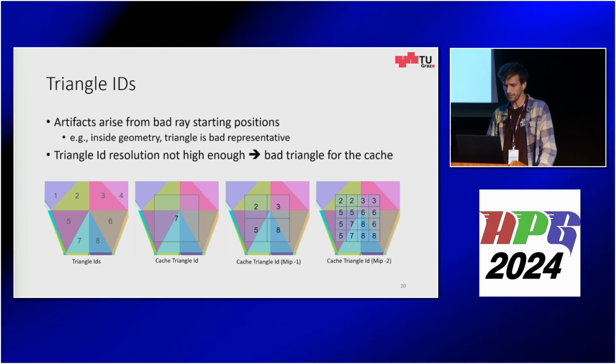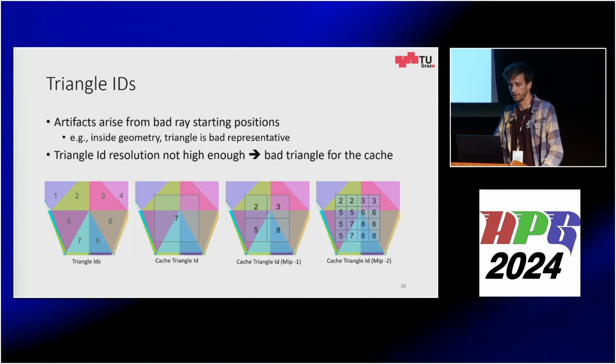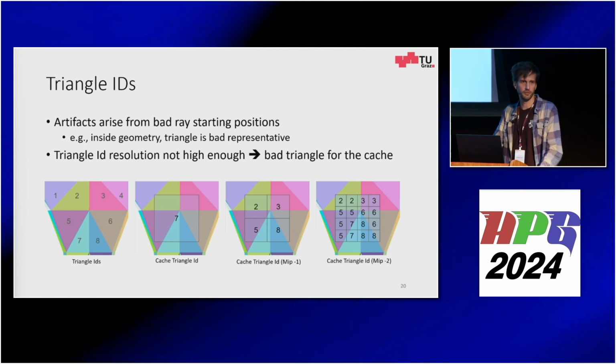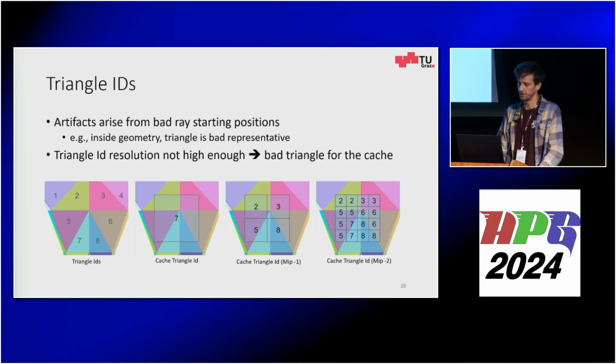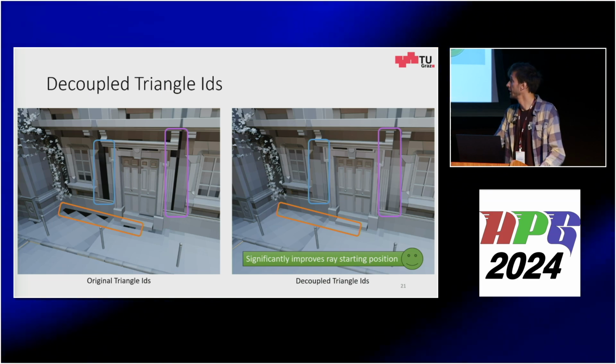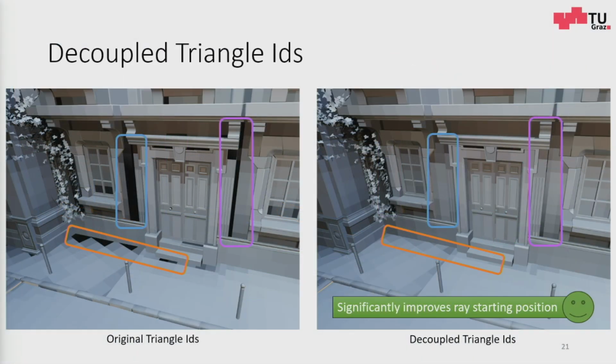So to fix that, we separate the resolution of the triangle IDs, and we found that a difference of 1 or 2 MIP levels is already enough to solve those issues. If you look again, the image to the left was before, with the original resolution, and by decoupling it, you get significantly better ray starting positions.